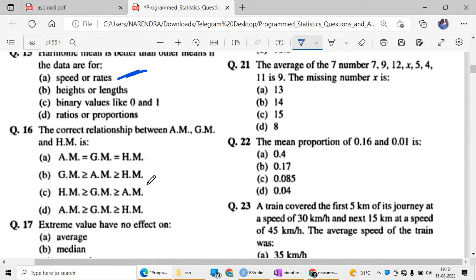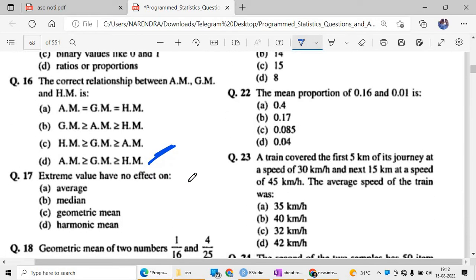Next, again the relationship we already saw. This was the answer: AM greater than or equal to GM greater than or equal to HM. Extreme values have no effect: this question was already repeated in the ASO exam.